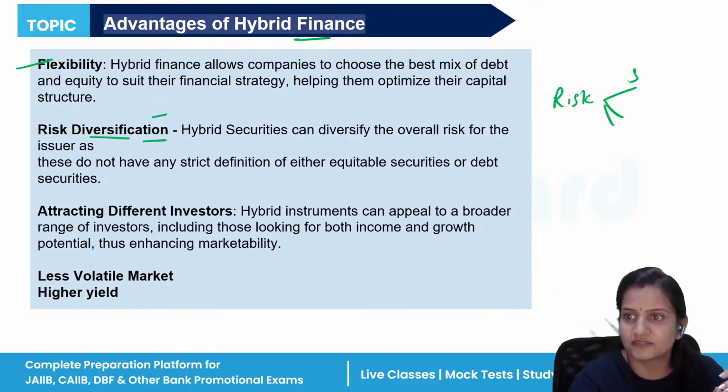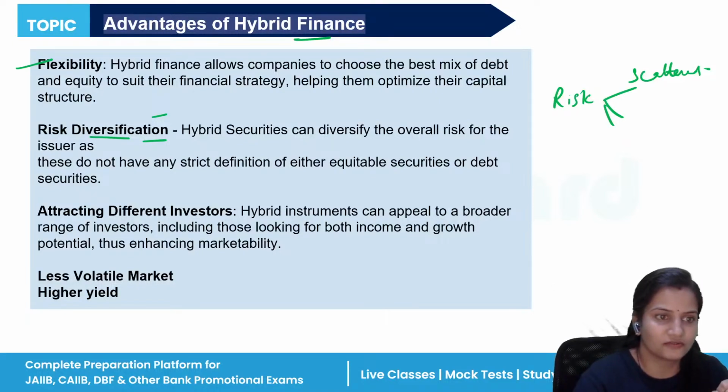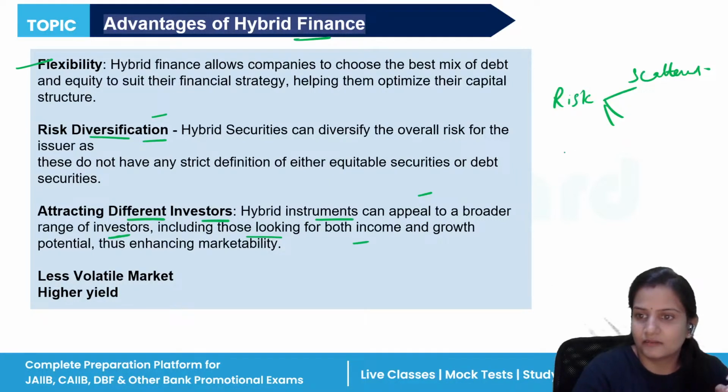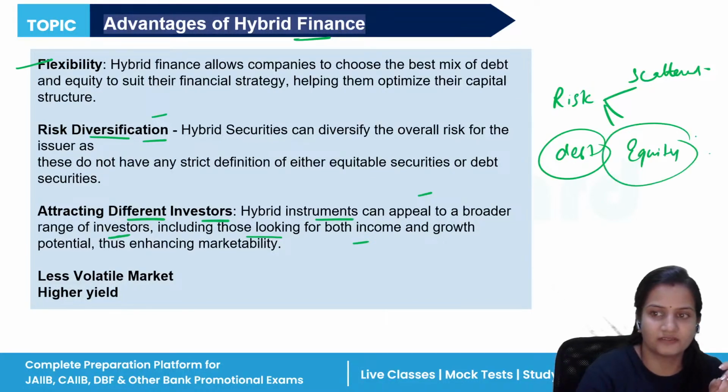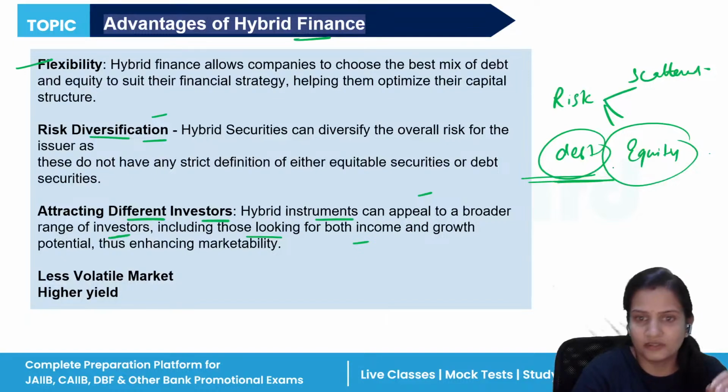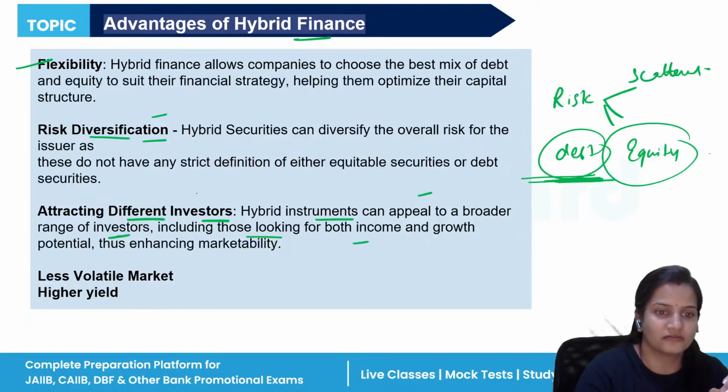Means risk may scatter, and it will reduce the overall risk of the company. Attracting different investors: a hybrid instrument can appeal to a broader range of investors, including those looking for both income and growth. Why? Because not a single instrument is working. There is a mixture of both equity and debt. So if there is a mixture of both elements, definitely it will attract the investors.